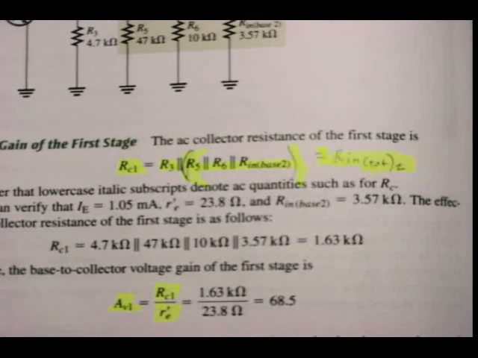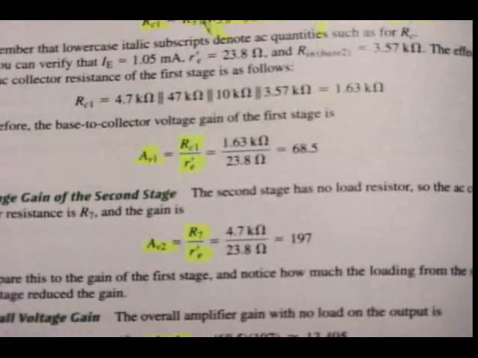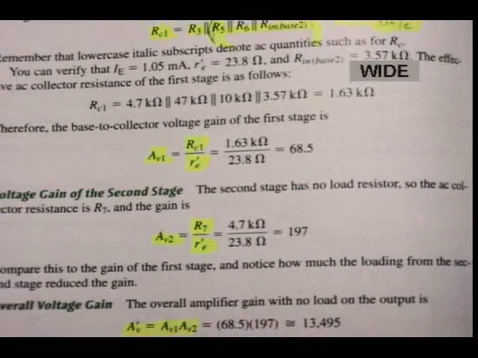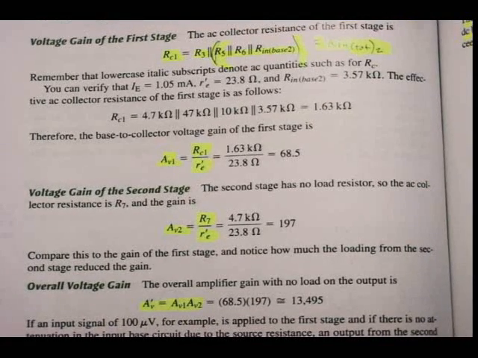I put in brackets the R5, the R6, and R in at the base, which is actually R in total for the second stage. Do you agree? So all that they've done there, they've just put it into one line. Okay, then to calculate Av1 and Av2, as I've discussed with you, you can work through it there again. And then finally, the overall voltage gain is Av1 times Av2.